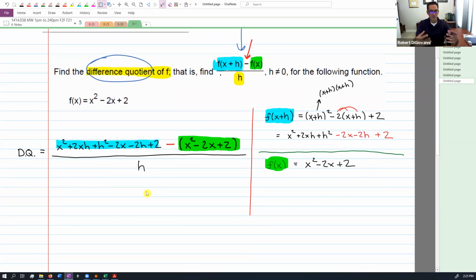So I have set the difference quotient up. Everything's in place. And now you have to simplify this. I think this is one of the hardest parts right here. This part, you have to simplify. So watch what I do. I'm going to distribute the negative through.